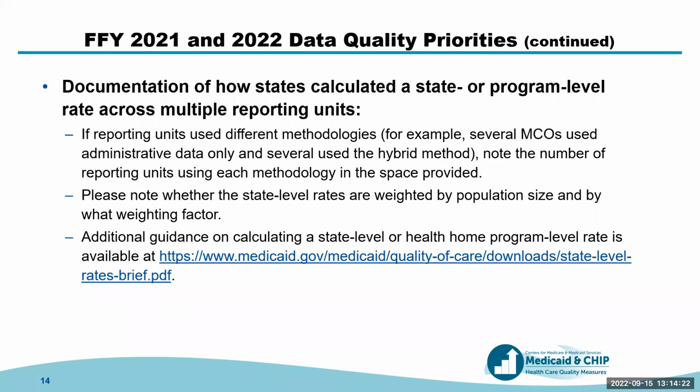Some states calculate a state or program level rate by combining rates across multiple units, such as their managed care plans. We ask that you please document the methods that were used to develop a state level rate. When reporting units use different methodologies for calculating measures, please indicate the number of reporting units using each methodology in the web-based reporting system. States should also indicate whether the state level rates are weighted by the population size. Additional guidance on calculating state or program level rates and entering this information in the QMR system can be found in the technical assistance resource linked on this slide. Next slide, please.